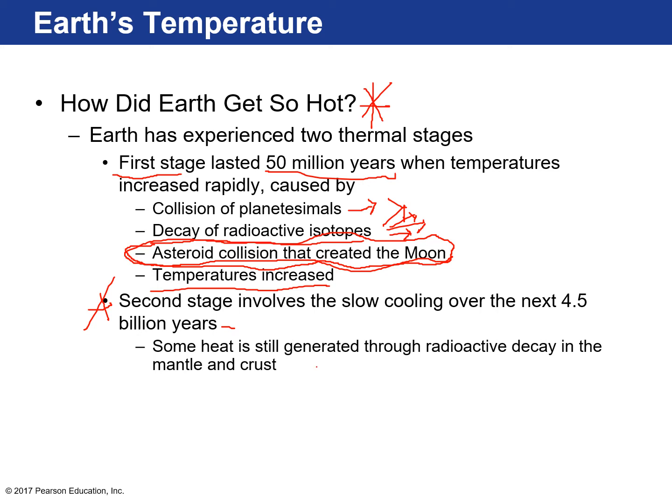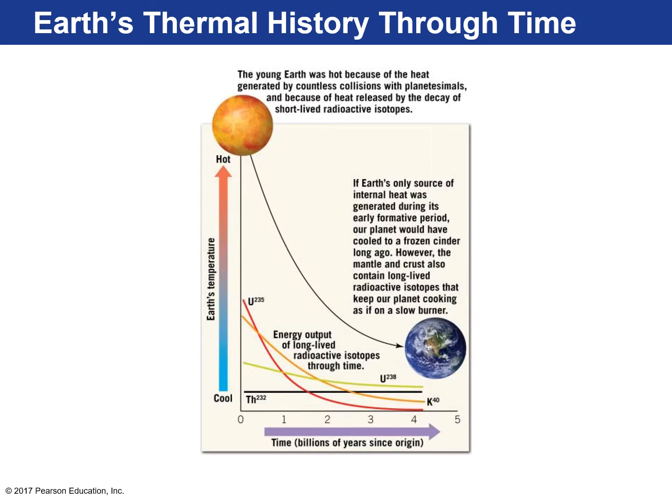And a lot of that heat is still generated through long-lived radioactive isotopes. So we still have a lot of isotopic systems and elements that aren't stable and are radioactively decaying at a very slow rate. That's the heat that's being generated. That's the slow burner, so to speak. Okay, so here it is.